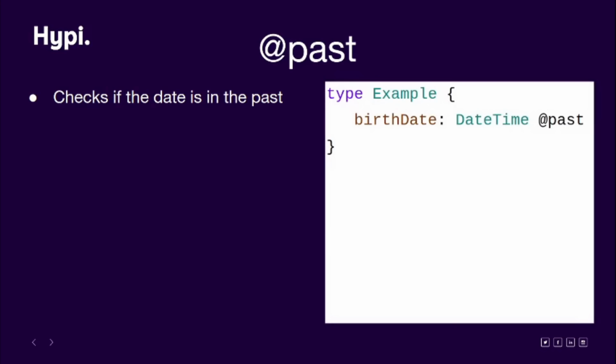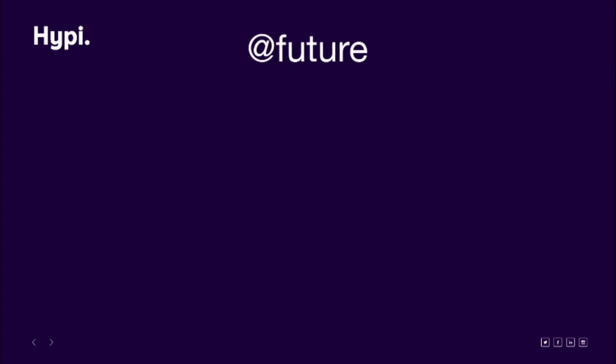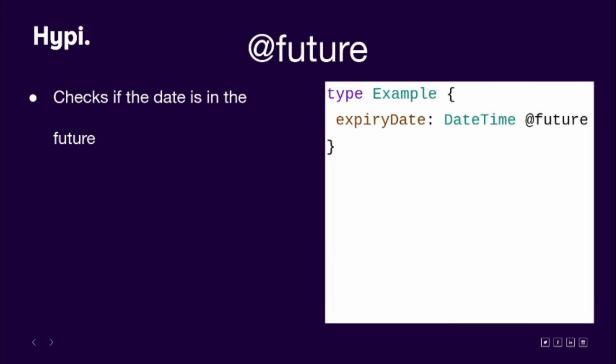A perfect example of this directive is to add validation on the date of birth. Likewise, the future directive will ensure that the client hasn't provided a datetime value in the past. For example, the case for credit card expiry date. Now let's move on to an essential directive that you will all probably use in your applications.